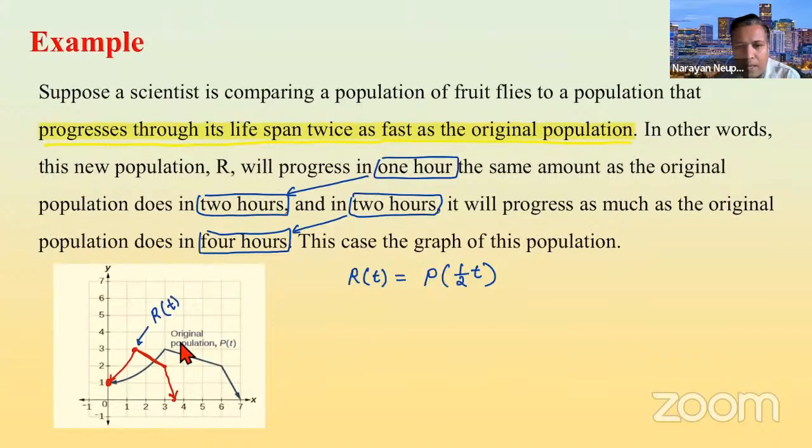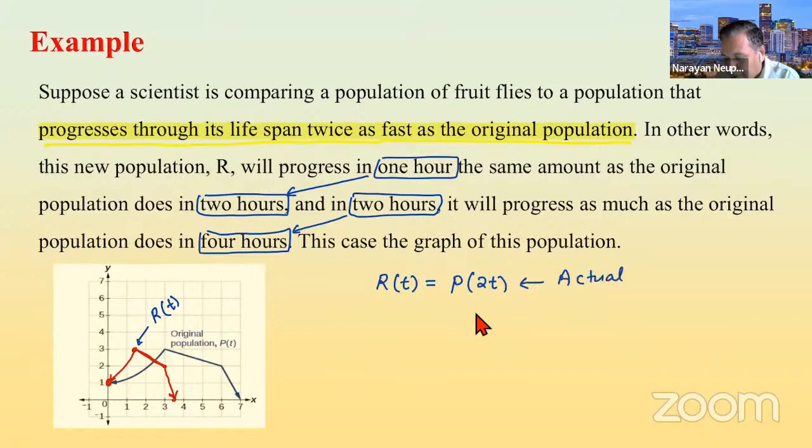And now you can see here, if you look at the equation that I have written here, here we are multiplying by 1 over 2. Right here we are multiplying by 1 over 2. Because we are talking about the sense that the time is faster, but the actual way of writing that equation is this one, r of t, because the things are happening faster. So we write r of t equal to p of 2t. This will be the actual equation.